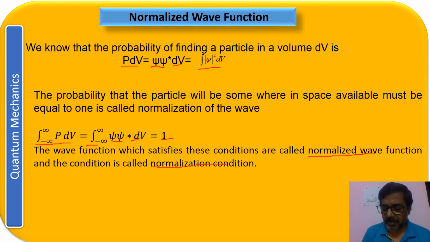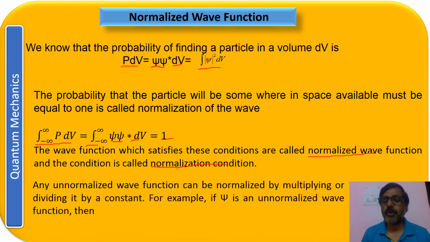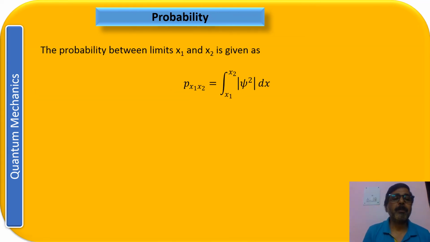Now some waves may not be normalized, so you can multiply that wave by a certain constant, or divide, so that it becomes a normalizable wave. An unnormalizable wave is not possible, right? So we can convert this into a normalized wave, right? I am not going into much detail of that here. And finally I am coming to your probability.